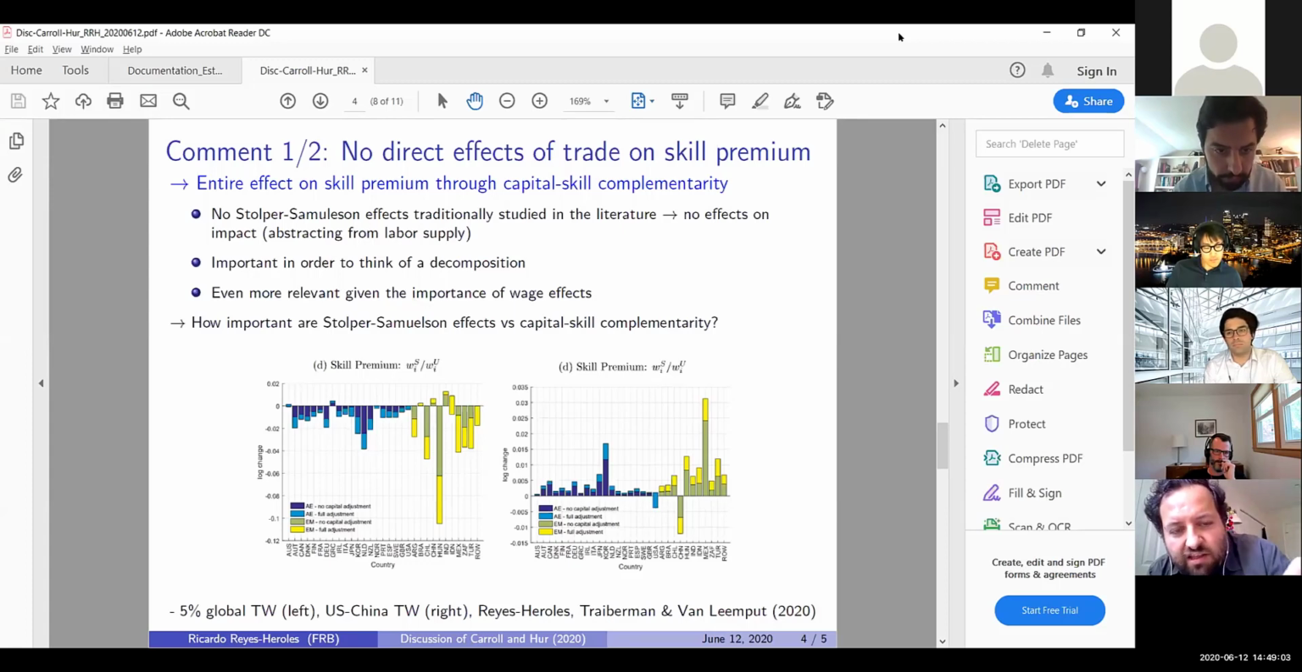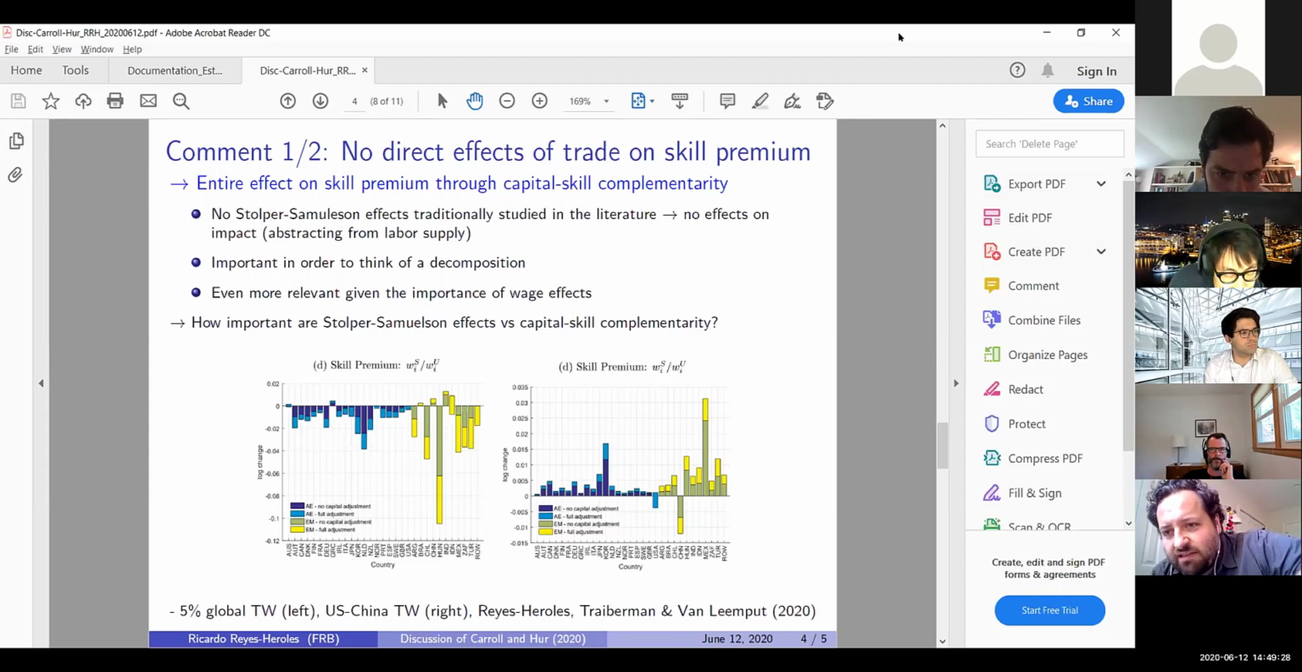On the left, you see the experiment where we do a 5% increase in tariffs across all countries. The one on the right is the actual U.S.-China tariff war. But I just want to emphasize something. On the left, you see that for the U.S., which is not very clear here, unfortunately, because the paper focuses on emerging markets, the effect on the skill premium is all light blue.